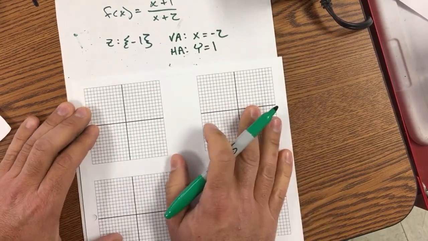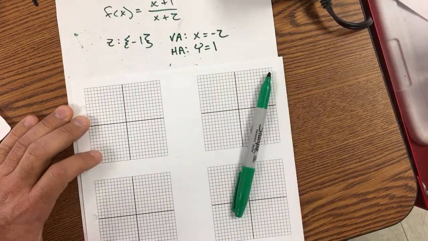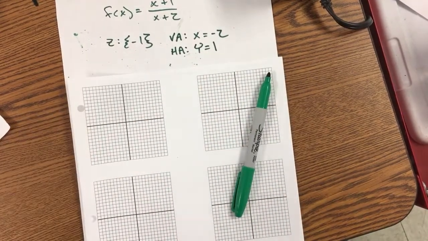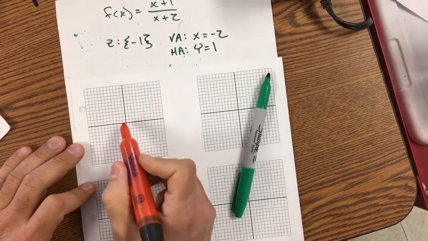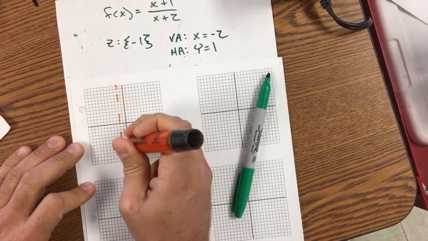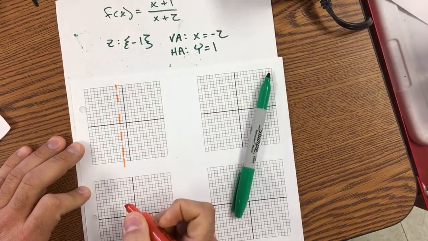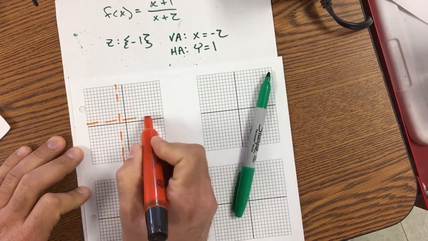So to graph these out, these are going to be lines, but they're going to be dashed lines because they're not actually on the graph. They just help us draw our graph. So at x equals -2, I'm going to draw an asymptote. And at y equals 1, I'm going to draw an asymptote.